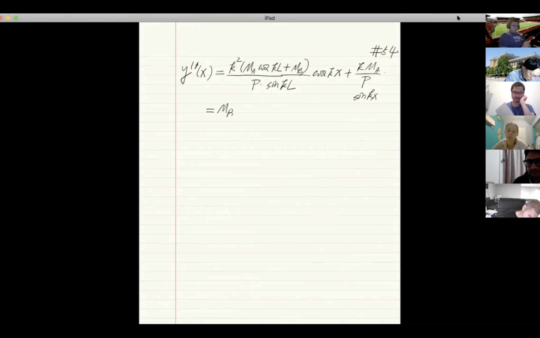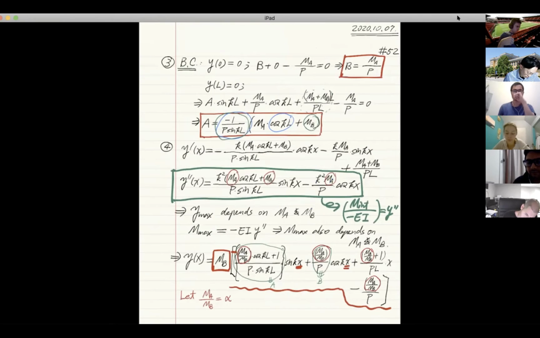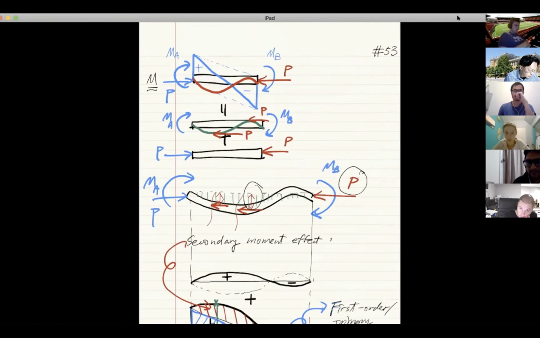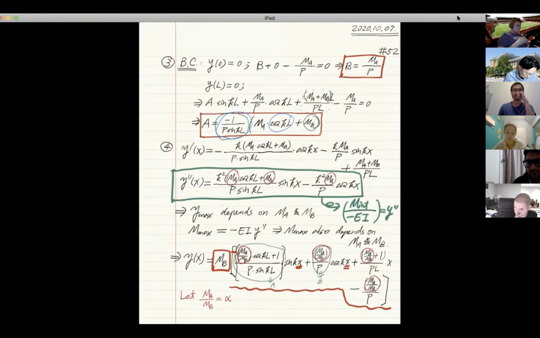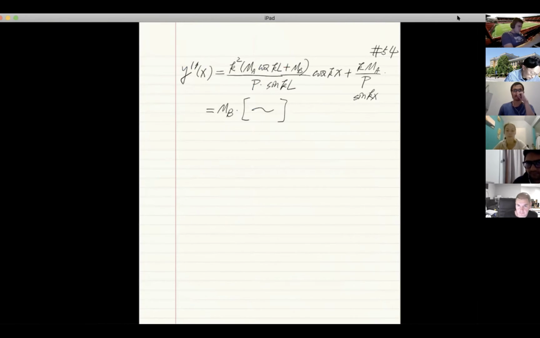Professor, I think cosine should be sine, and sine would be cosine in the y double prime expression. Is that right? Yes, you're right. Sine, cosine, cosine, sine. Thank you. So the first one should be sine because it's second order derivative, right? Also, k MA over P, I think it should be k squared MA over P. The k should be also another square, right? Thank you. So this will be times cosine.